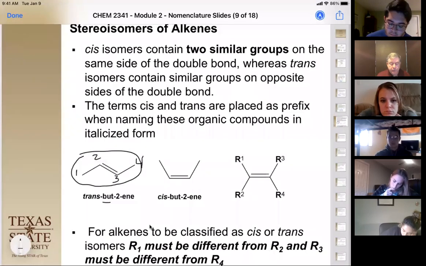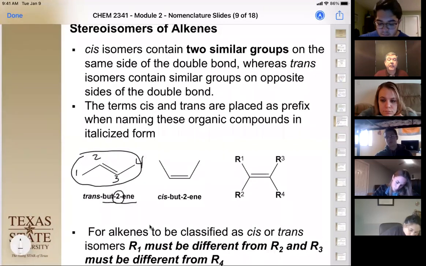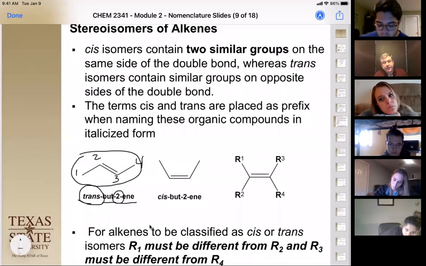So that's where we get but-2-ene from. Okay, so we have 4 carbons, we have a double bond, and it starts on the number 2 carbon. Now, the next part of it is we actually can tell that the 2 similar groups are on opposite sides of that. So we call that the trans. And notice when it's typed, it's italicized. Okay, when you write it, it doesn't have to be italicized, but you can try.